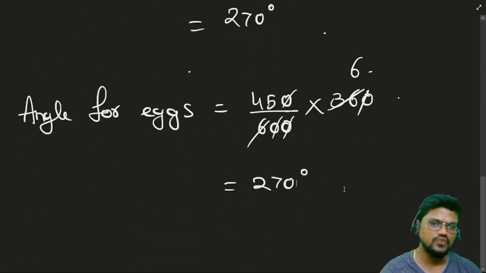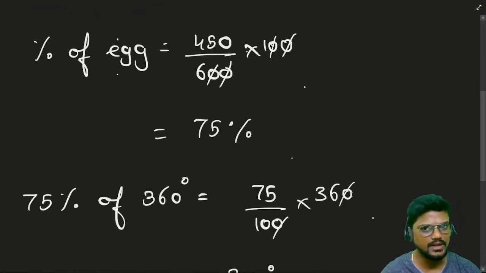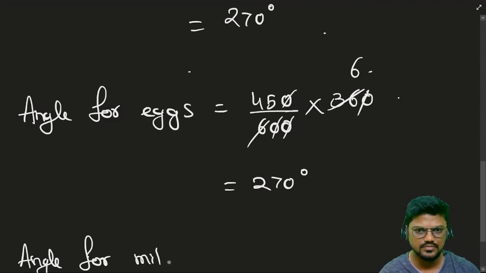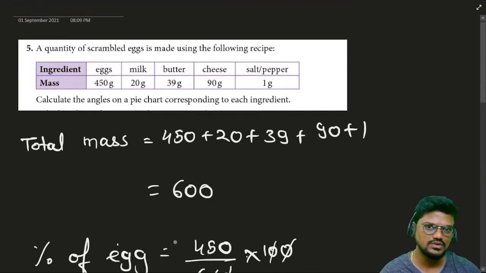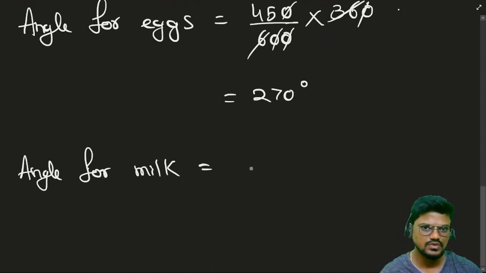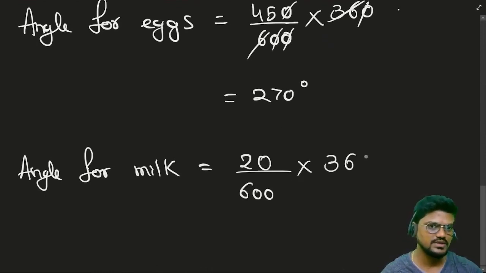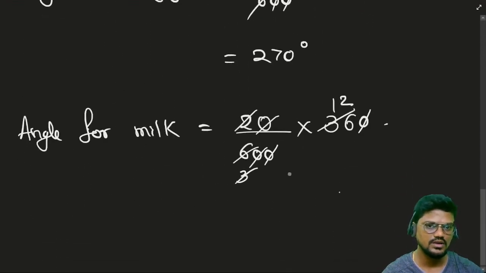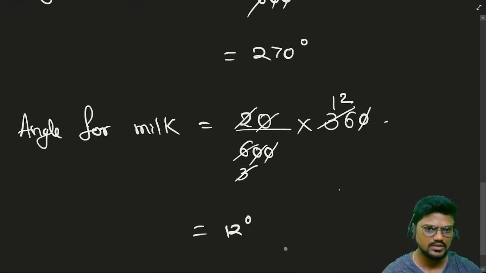Right? So angle for eggs. The next is angle for milk. You can find what will be the angle for milk. What is the portion, total portion? That is 20 out of 600, into just multiply it with 360. So zero cancels, zero cancels over here also. 2 3s are 6, 3 12s are 36. So it will be 12 degrees. Okay, this will be 12 degrees.